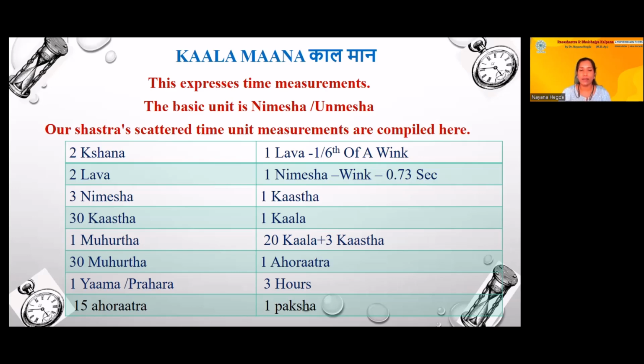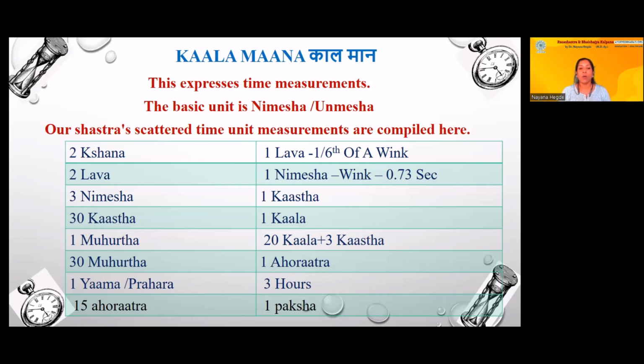So, 2 Kshana is equal to 1 Lava. 2 Lava is equal to 1 Nimesha. 3 Nimesha is equal to 1 Kashta. 30 Kashta is equal to 1 Kala. 1 Muhurta is equal to 20 Kala plus 3 Kashta. 30 Muhurta is equal to 1 Ahoratra, whole day.